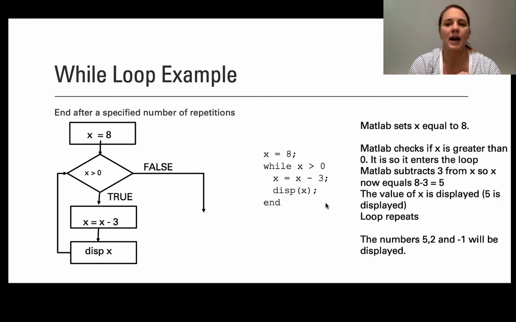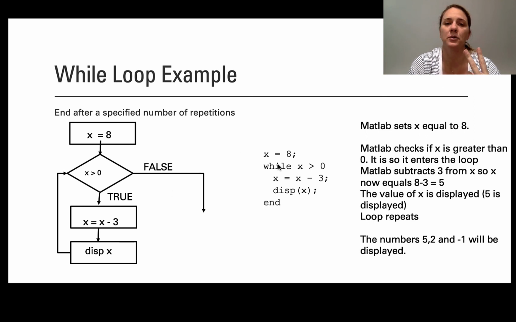Again, I'll describe what happens. First, MATLAB's going to set x equal to 8. Then MATLAB's going to check if x is greater than 0. It is because x is 8, so it's going to come down to the next line and subtract 3. So now x holds the value of 5. It's going to display that 5 to the command window and then end the loop and go back. Now I'm going to compare 5 to 0. 5 is greater than 0. So now I subtract 3 from that and I'm left with 2. So that number 2 is going to be displayed to the command window.